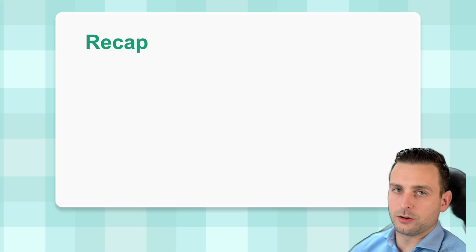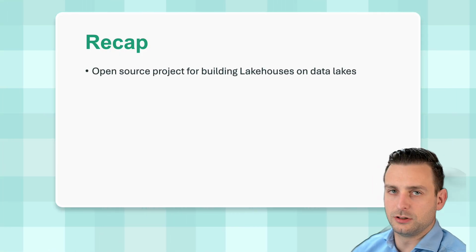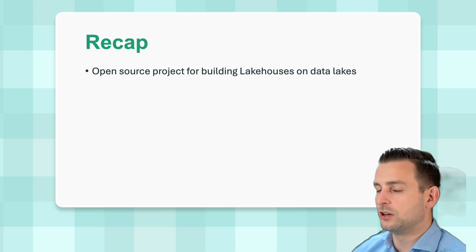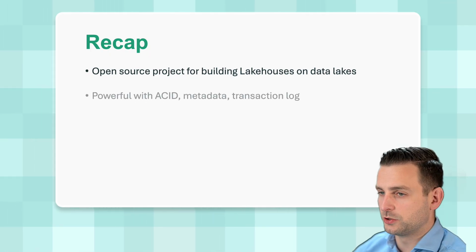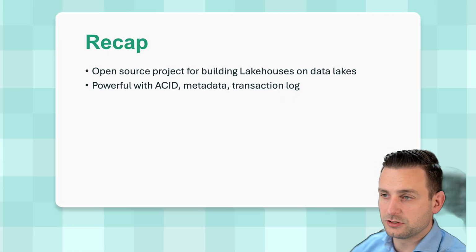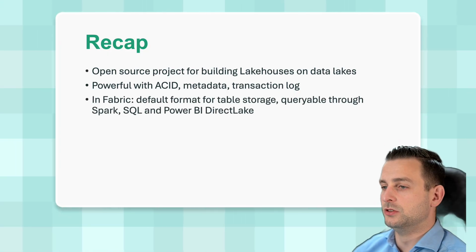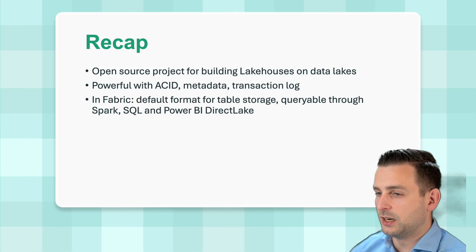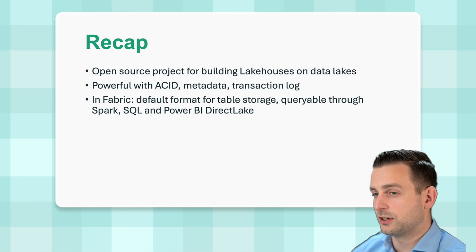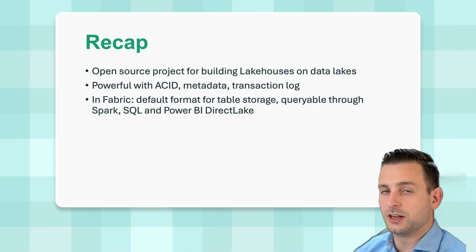So to do a quick recap, we have an open source project for building lakehouses on the data lake, and that is called Delta. Delta.io or Delta Lake is the name of that open source project. It is very powerful. It gives you ACID transactions, it gives you metadata, it gives you a transaction log, and it helps you to create one single format for tabular data storage that is queryable through a lot of different technologies, mainly Spark, SQL, and Power BI Direct Lake. Those are the three that I use the most.